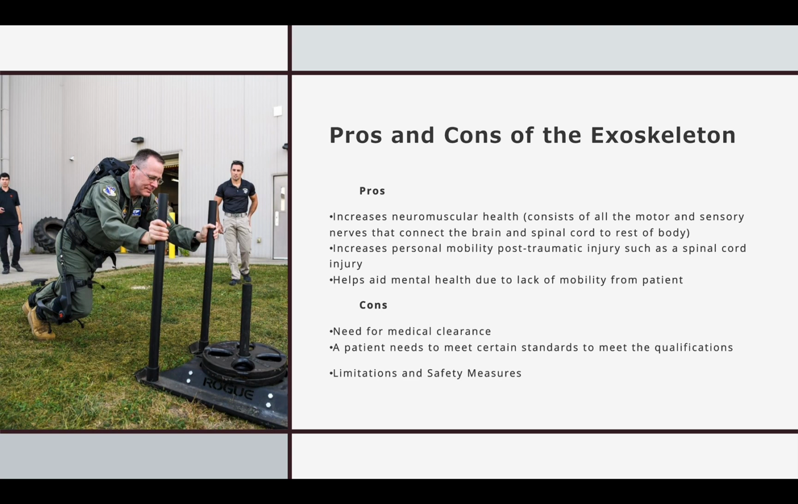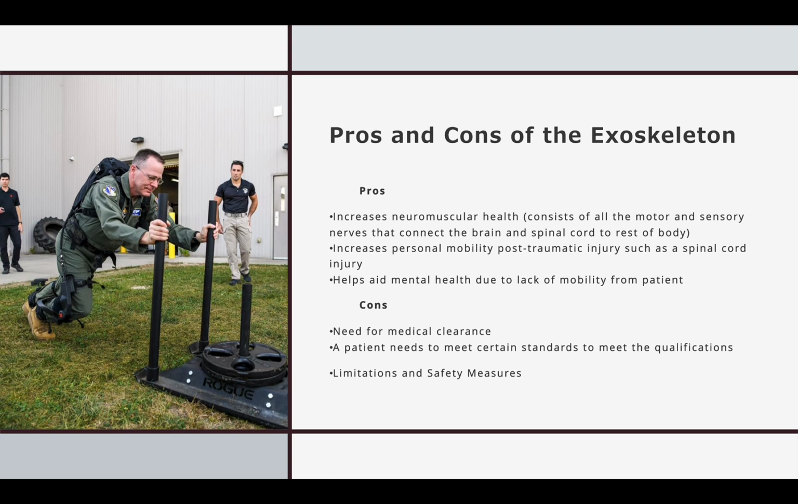This also helps aid mental health, because not being able to move as much and being limited or needing help from people is always something that lowers your self-esteem and causes mental health problems such as depression and anxiety. So having something that helps you move around and helps you see progress in how your body is healing is something that's very beneficial for mental health.